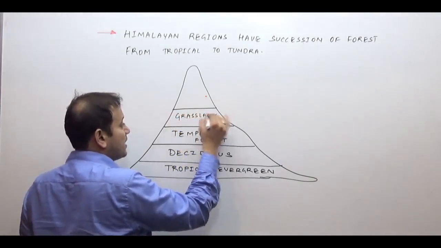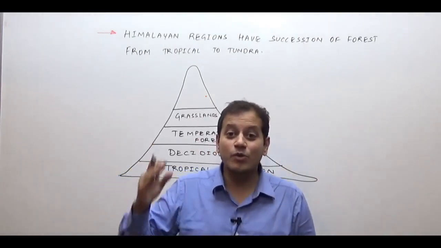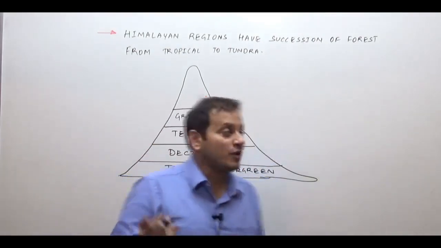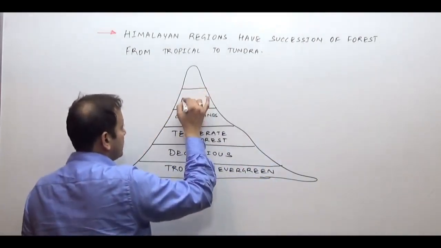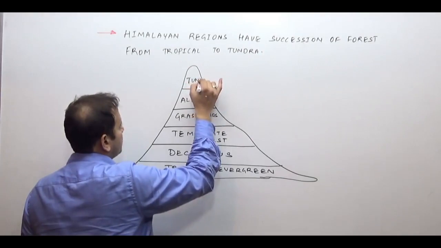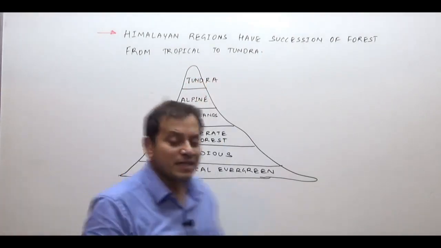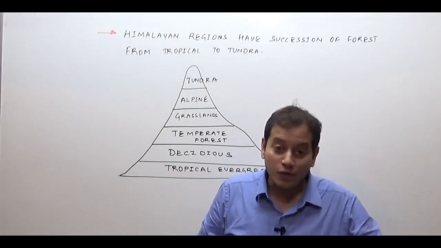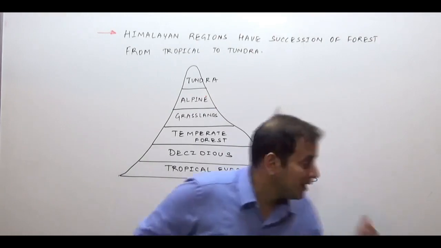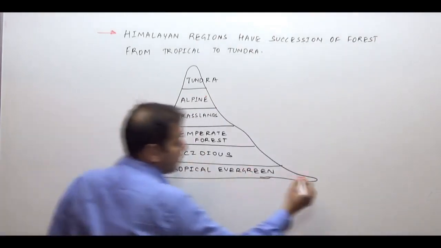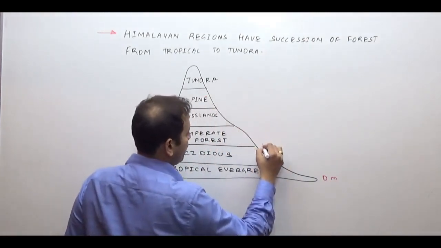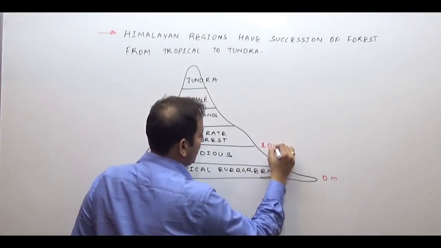Why grasslands? Because grass does not require much water. As you are going very, very high up in the mountain, there is less rainfall and more snowfall. Then there will be alpine forest. And there will be tundra forest. Tundra forest means there will be snowfall in this region. The tropical forests, that is the tropical evergreen and tropical deciduous forest, are seen from 0 meters of height to 1000 meters of height.